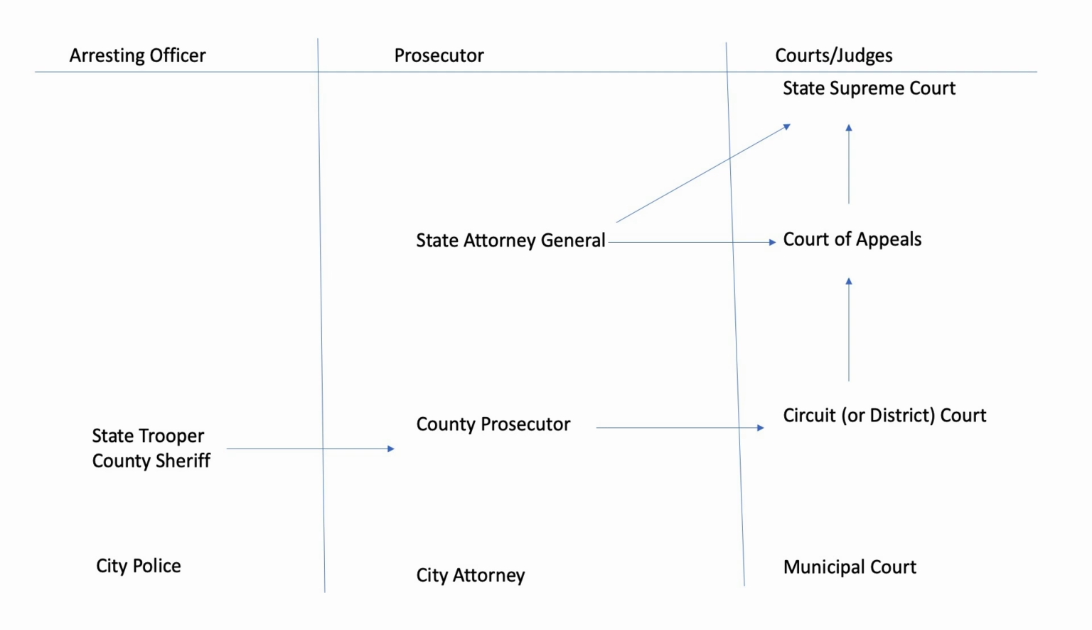In misdemeanors and felonies that are state offenses, for example, if you're arrested by a state trooper and charged with trafficking in heroin, well, then the county prosecutor is going to handle the initial prosecution. If you don't like the outcome, you take it to the Court of Appeals. Now, whenever somebody files an appeal in a felony case, whether it's at the Court of Appeals or at the state Supreme Court, then the state attorney general handles that appeal.